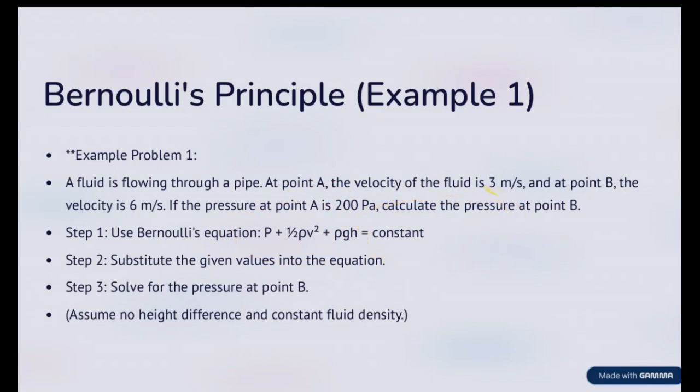So now we have this same equation on the left-hand side and the same equation on the right-hand side. But now this P will not just be ordinary P, it will be PA. This density, since it's the same fluid, the density will be the same. Then the V will be the velocity at point A, then on the other side, the velocity at point B. So let's see how this thing would apply.